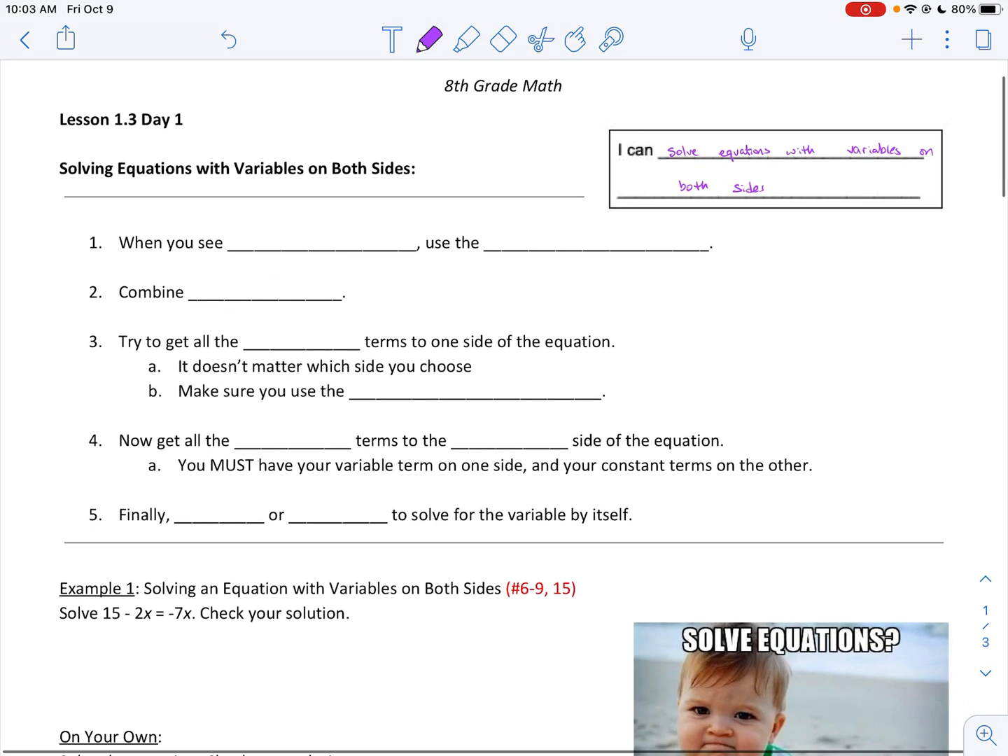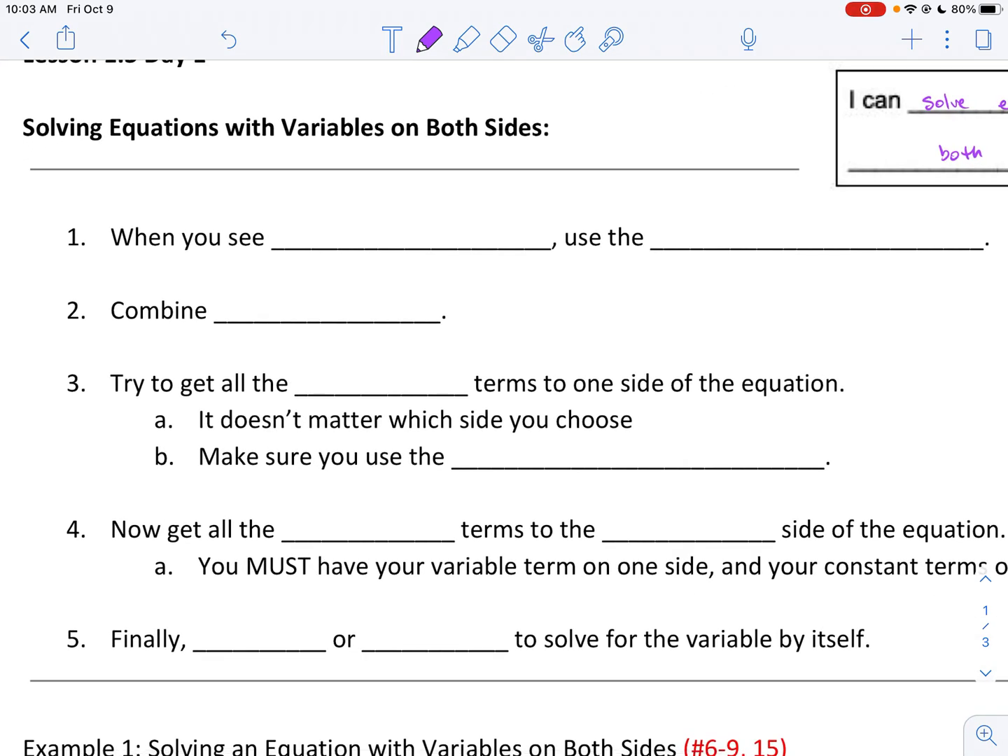Okay, so when I see parentheses, step 1, use the what? Distributive property. Okay, afterwards, step 2 is combine like terms.